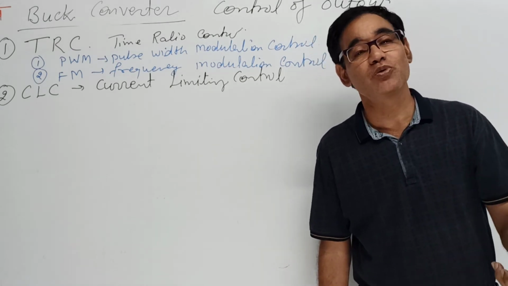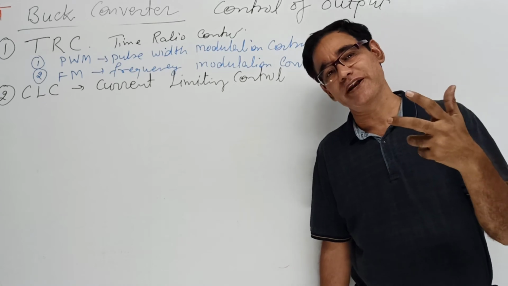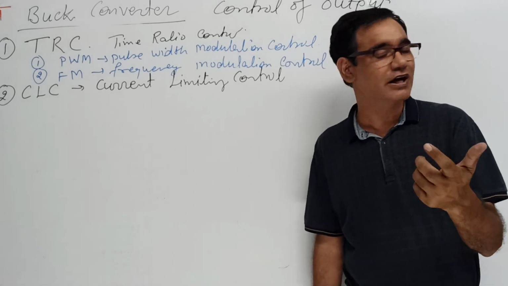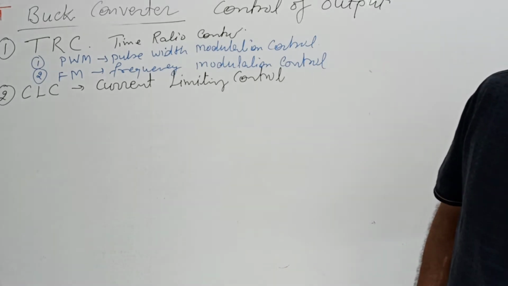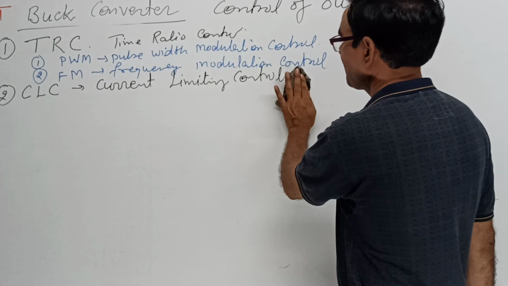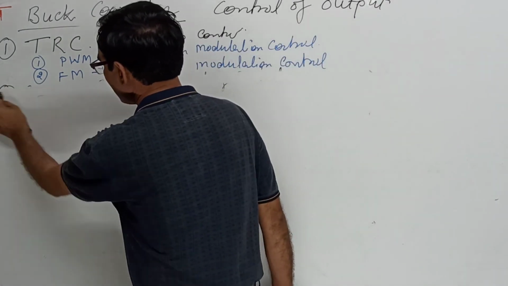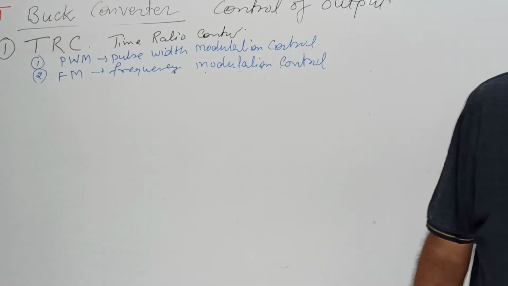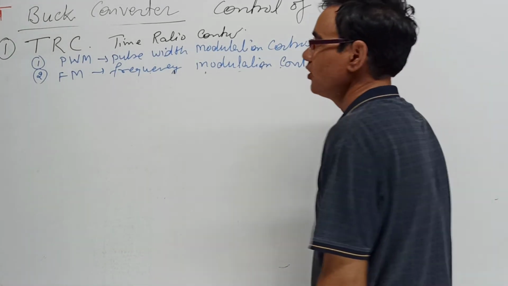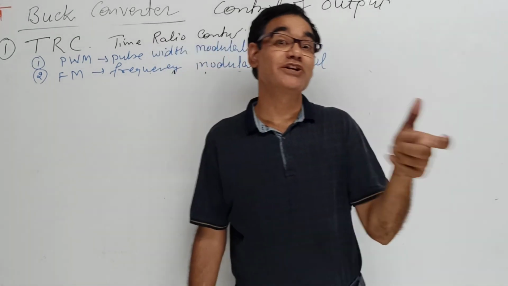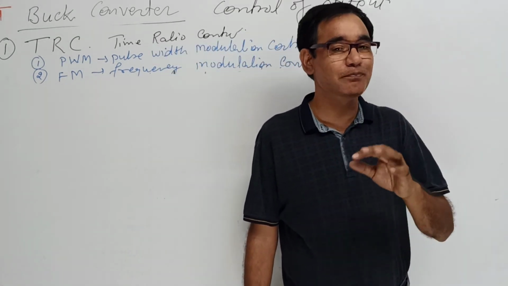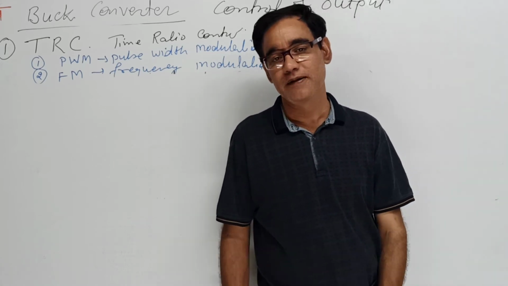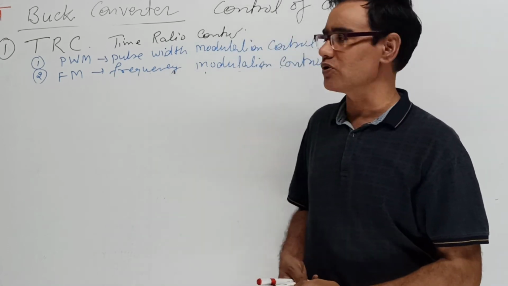How can you control the output voltage? There are two techniques: one is time ratio control, the other is current limiting control. First we will study the time ratio control, then the current limiting control. In time ratio control there are two techniques. One is pulse width modulation control, which is a very popular technique. The other is the frequency modulation technique. So what is the difference between these two techniques in controlling the output voltage?